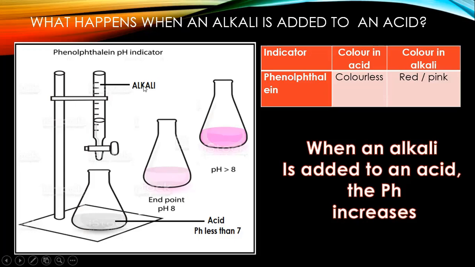So when you continue adding the alkali, the pH will keep on rising until it exceeds what? 7. And when that happens, it has become an alkali. So to answer the question, what happens when an alkali is added to an acid? The answer is simple. The pH increases. So addition of an alkali increases the pH. Addition of an acid decreases the pH.